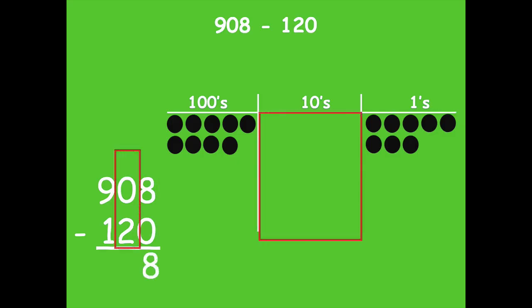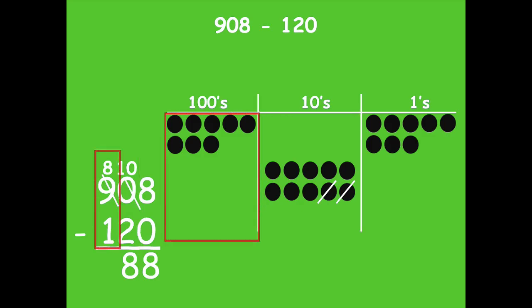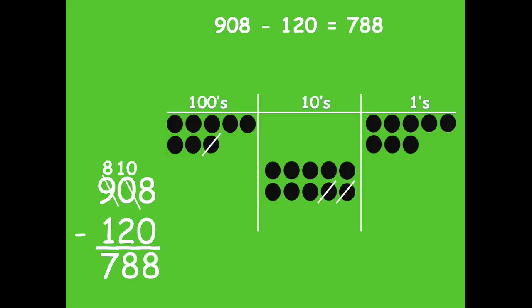Move over to the tens place. We have no tens, so we need to decompose 100 into 10 tens. Model that on our vertical form. Now we're left with 8 hundreds and 10 tens. Now we can subtract 2 tens, then we're left with 8 tens. Move over to our hundreds place. 8 minus 1 is 7. So 908 minus 120 equals 788.